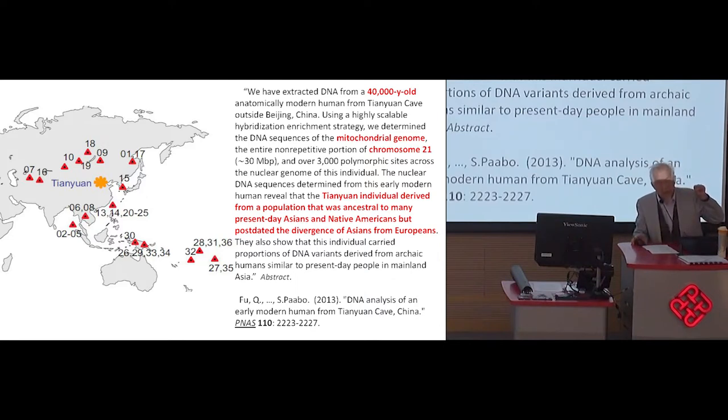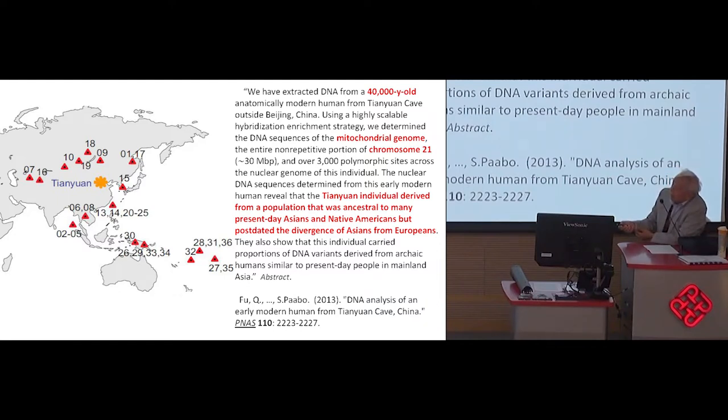The other source of DNA, the major source of DNA, is in the nucleus of the cell itself. And within the nucleus of the human cell, there are little strands which are intertwined, and we have 23 such pairs. Each such strand is called a chromosome. So chromosome 21 is the 21st pair of these 23 pairs. So Xiaomei extracted DNA from this man from Tianyuan, mostly from mitochondrial DNA and from chromosome 21, and is able to come to very interesting conclusions.